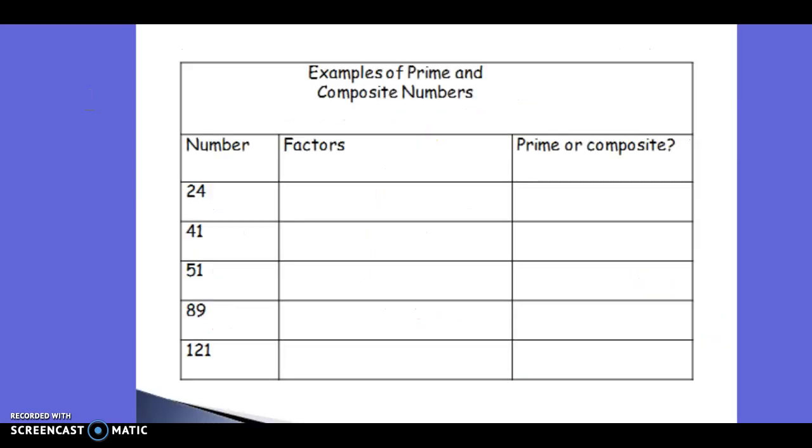Alright, what I'd like you to do now is to take a minute and see if you could fill out this chart. You're going to take the numbers that are listed and list any factors that you could remember, and then tell me if the numbers are prime or composite. Again, remember factors are any 2 numbers that when you multiply them, they'll give you the number. It's only going to be a prime number if the only factors are the number 1 and the number itself. So see what you can do with this chart. Hit pause and hit play when you are ready.